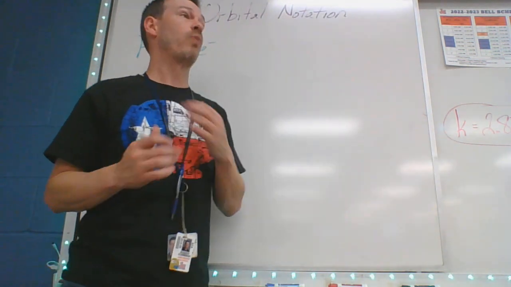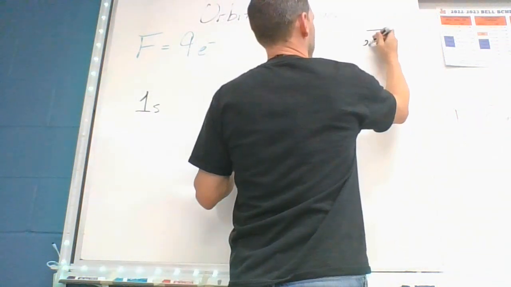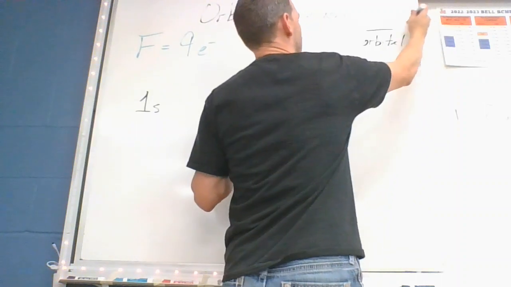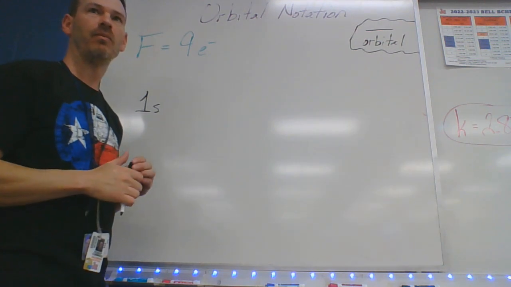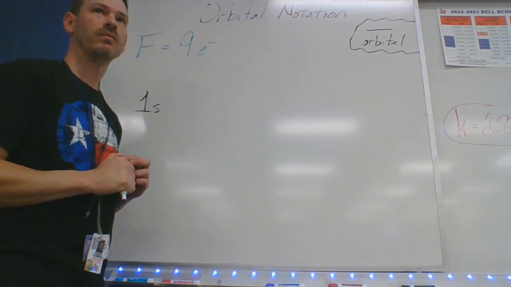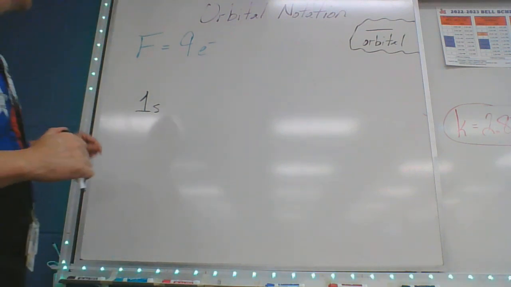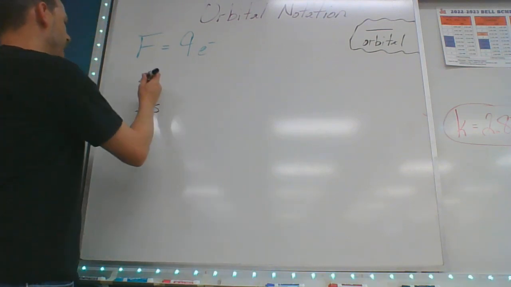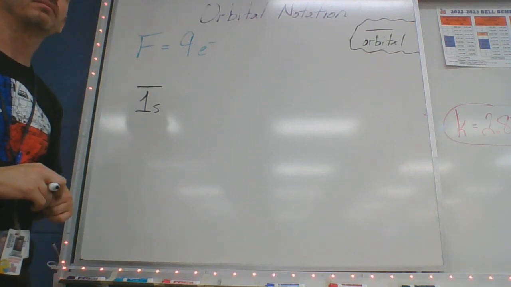We are going to represent orbitals by drawing flat lines. Every time I draw a flat line like that, that's going to represent an orbital. So we're starting at 1s. We said that s has one orbital. So that's going to be just one of those lines.